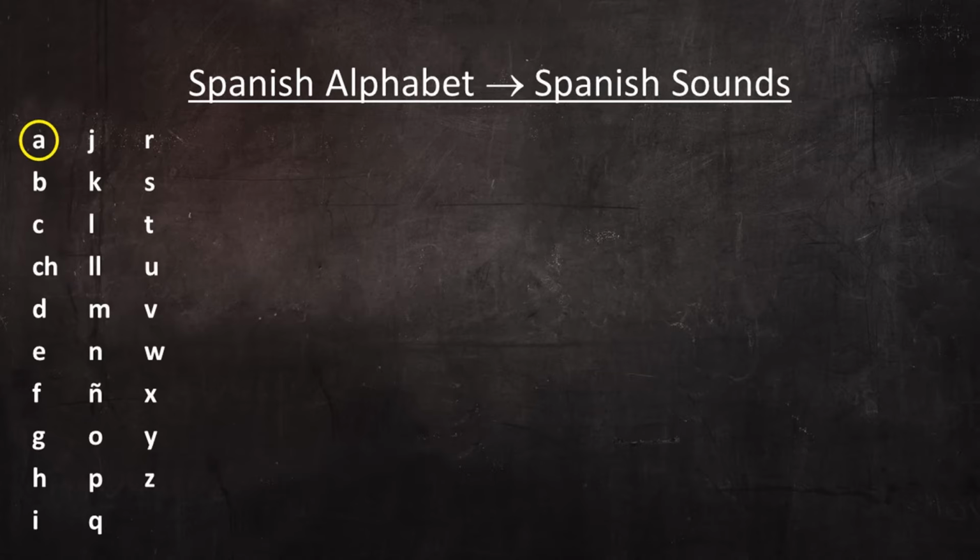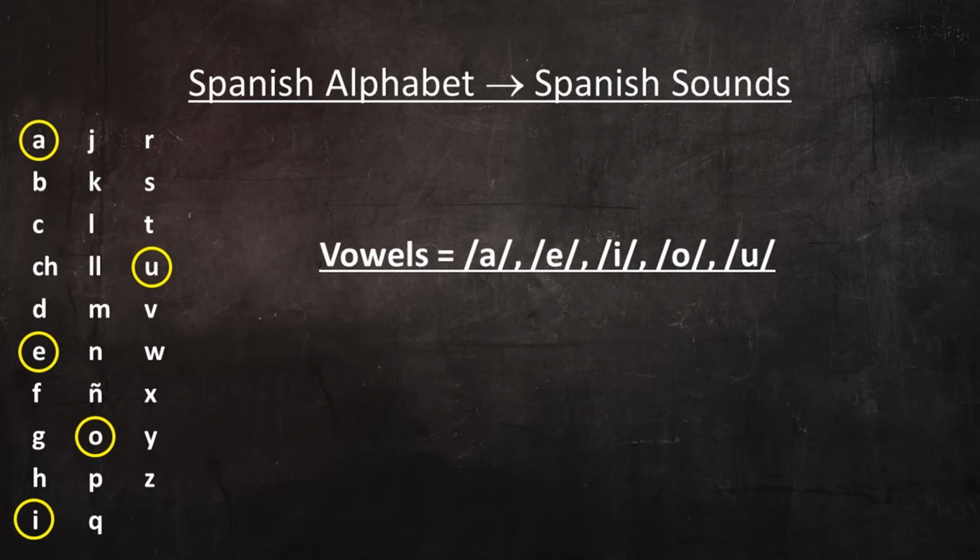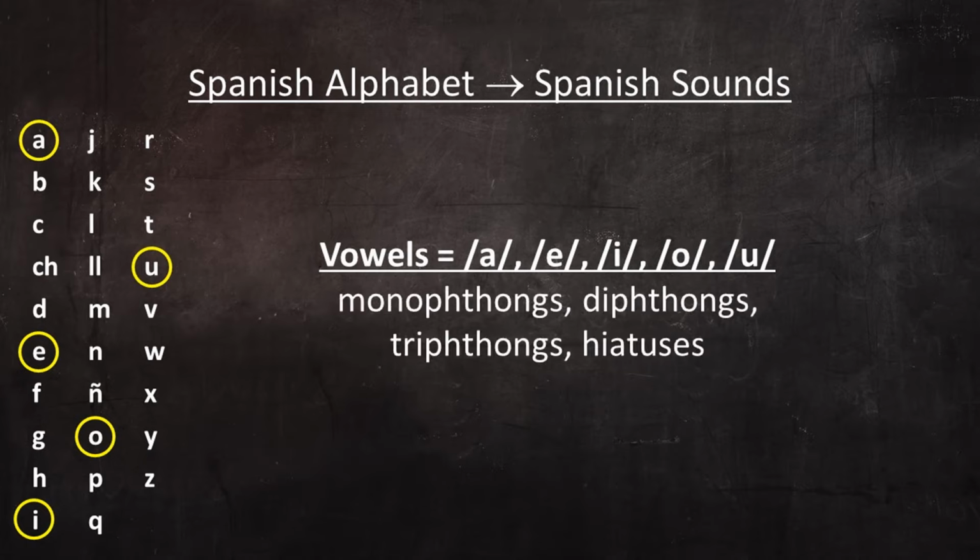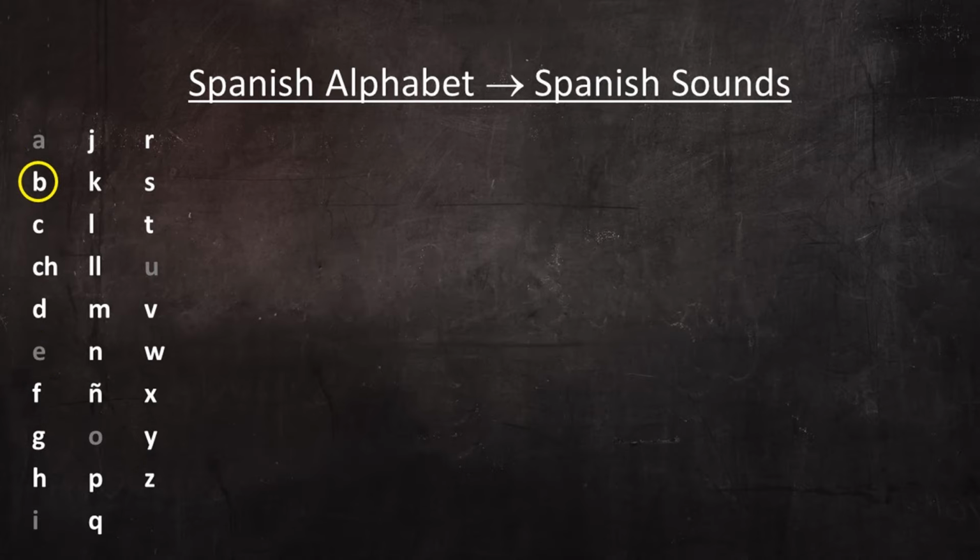Okay, we start with A, which is a vowel, and with that we create the category of vowels, and vowels may be studied individually as monophthongs, or as diphthongs, triphthongs, or hiatuses. The next letter is B, which is pronounced exactly the same way as V and is a voiced stop.